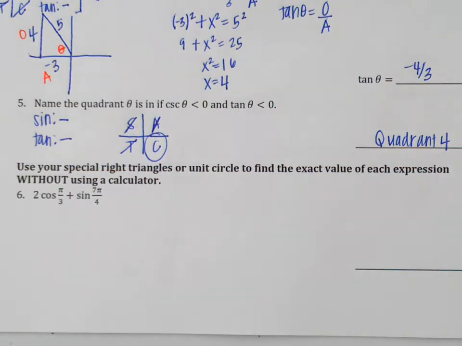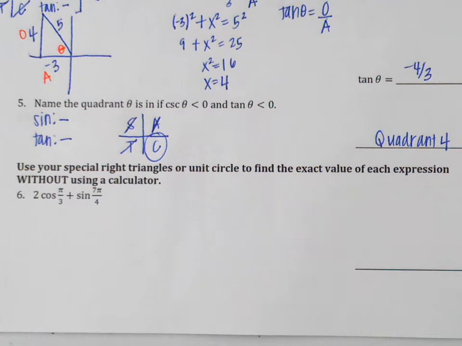If you don't have your unit circle and you're planning on using it, pause me here and grab your unit circle to start. Okay, so pause and grab it. Hopefully we are all prepared and ready to go for this part of the study guide. We're going to start on 6.